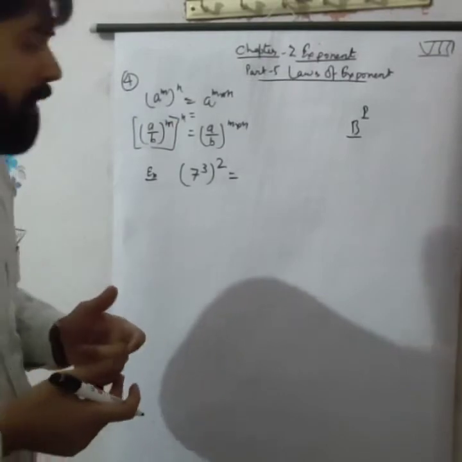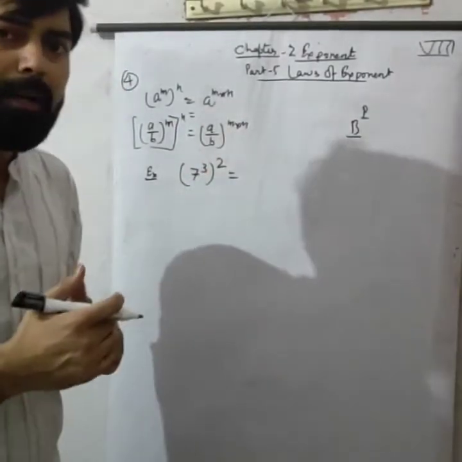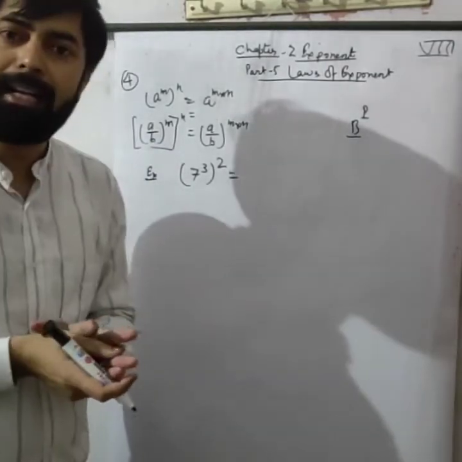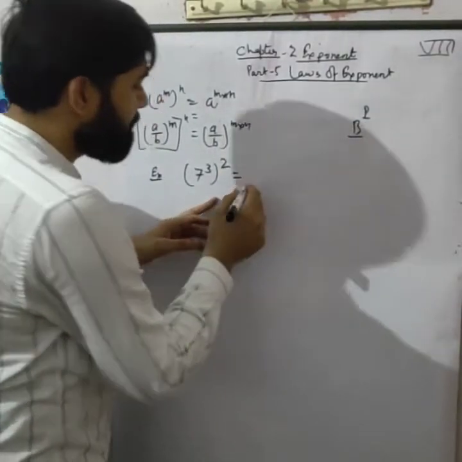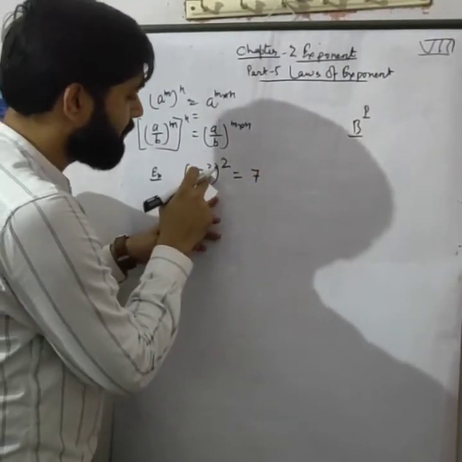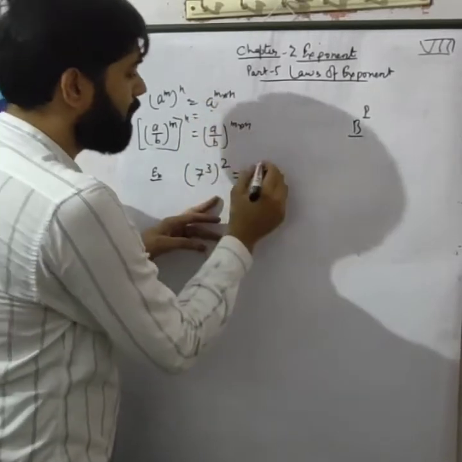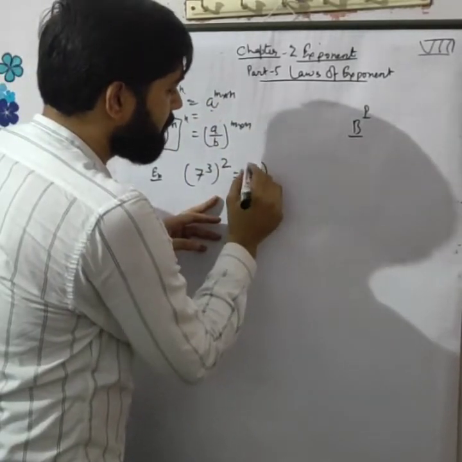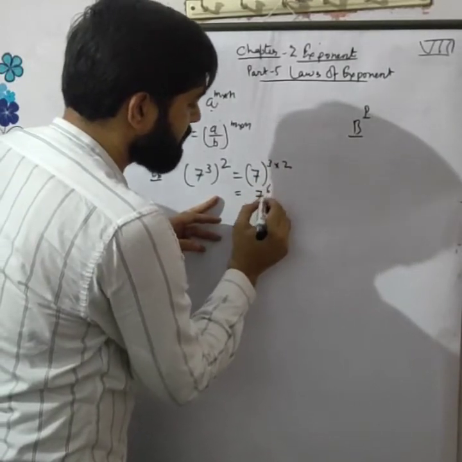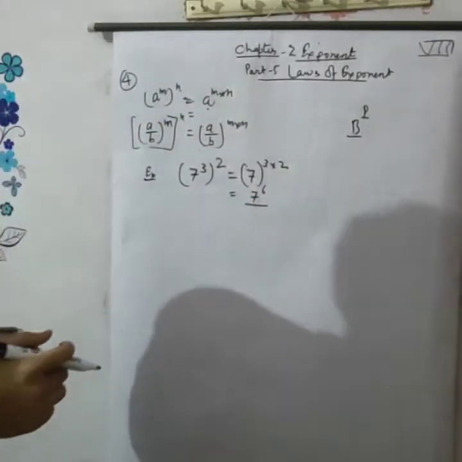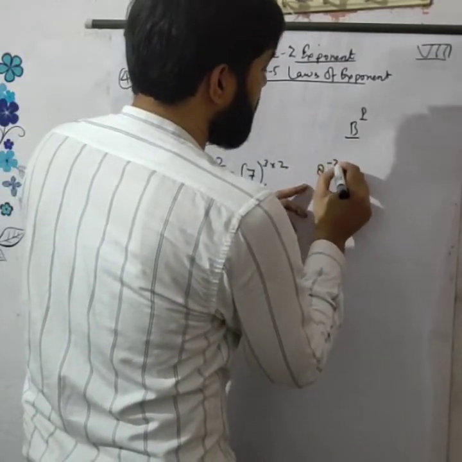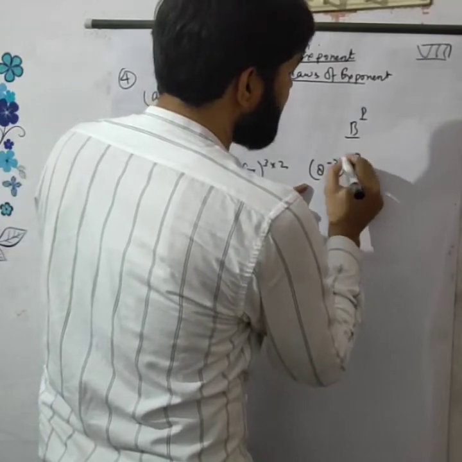In this law, if any non-zero number is raised to a power and then to another power, we can multiply the powers. So firstly, solve 7, and what is the power? 3 and then 2. By this rule, 7 raised to the power 3 multiplied by 2, that is 7 raised to the power 6. This is the answer.